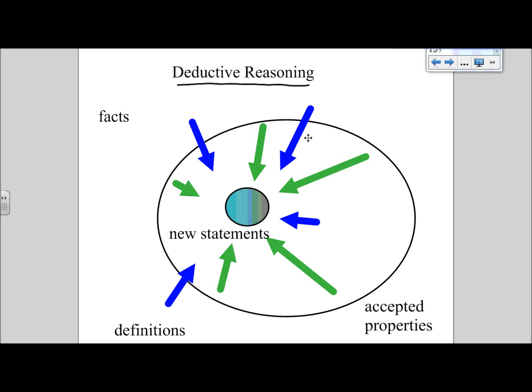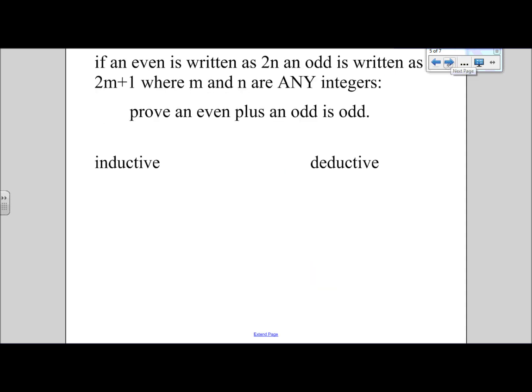So inductive reasoning is finding some examples to find a pattern. But deductive reasoning is saying, you know what? I know these facts. I know all these definitions in math. I know some accepted properties. And what we can do is combine all these things to actually make new statements. So that's more of, where inductive is we're blowing it up, and then deductive is focusing in on one little thing.